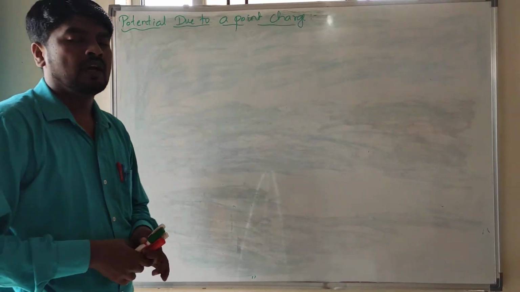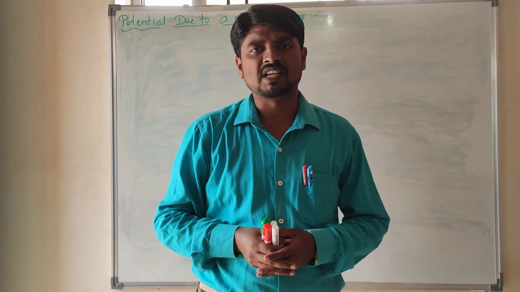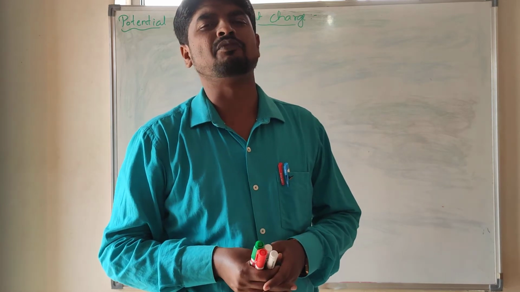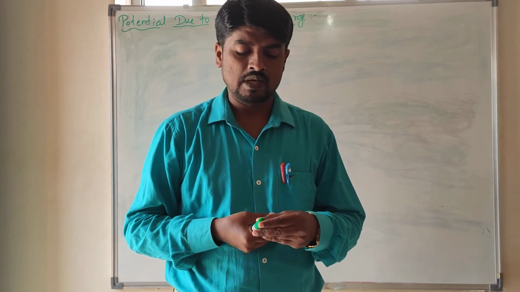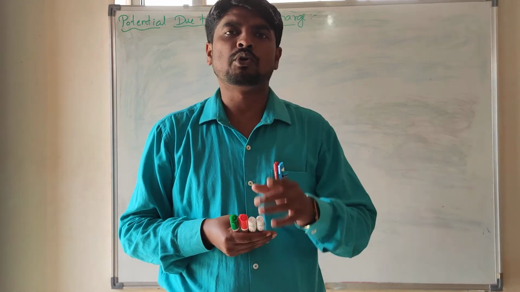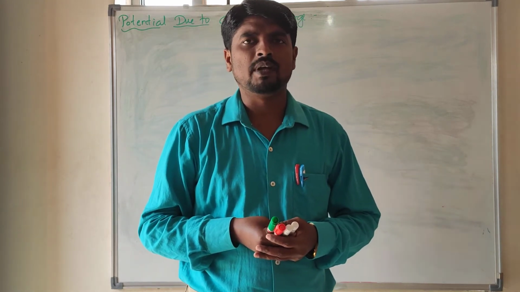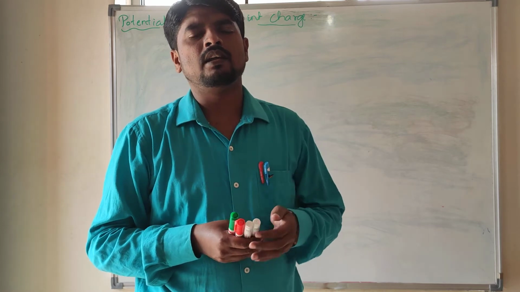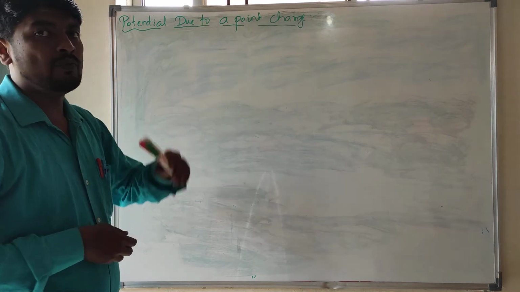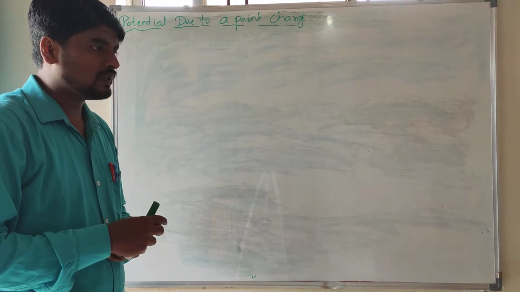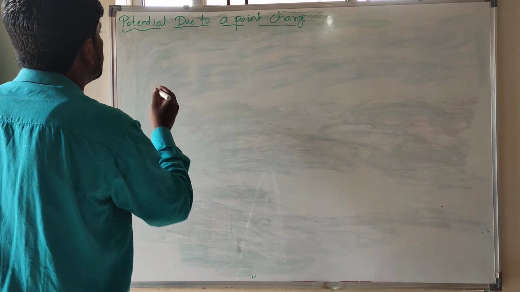Friends, in the first chapter we studied the force between 2 point charges using Coulomb's law, that is F is equal to 1 by 4 pi epsilon naught Q1 Q2 divided by R square. And already I said only one charge is producing the electric field, and that is given by E equal to 1 by 4 pi epsilon naught Q by R square. Now we are studying what is the value of V, that is V is equal to. So for this we need to consider a point charge, say Q. So let me draw the diagram step by step.